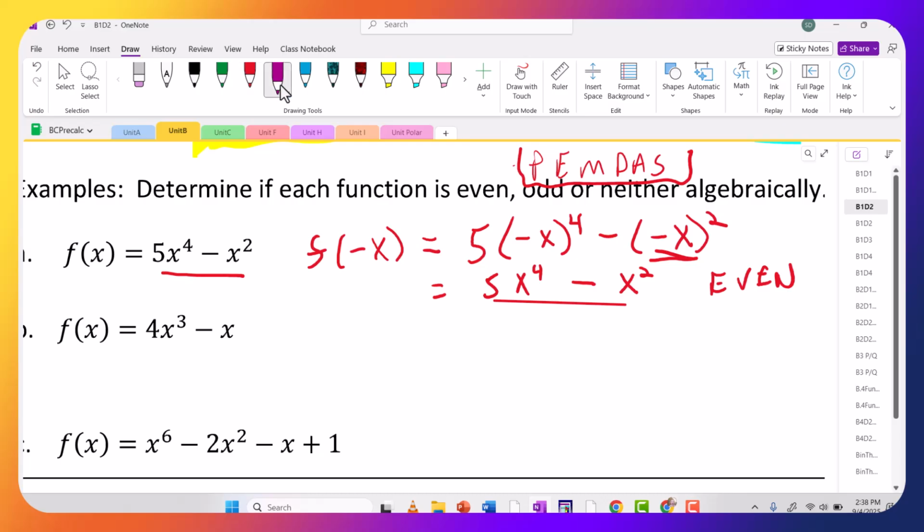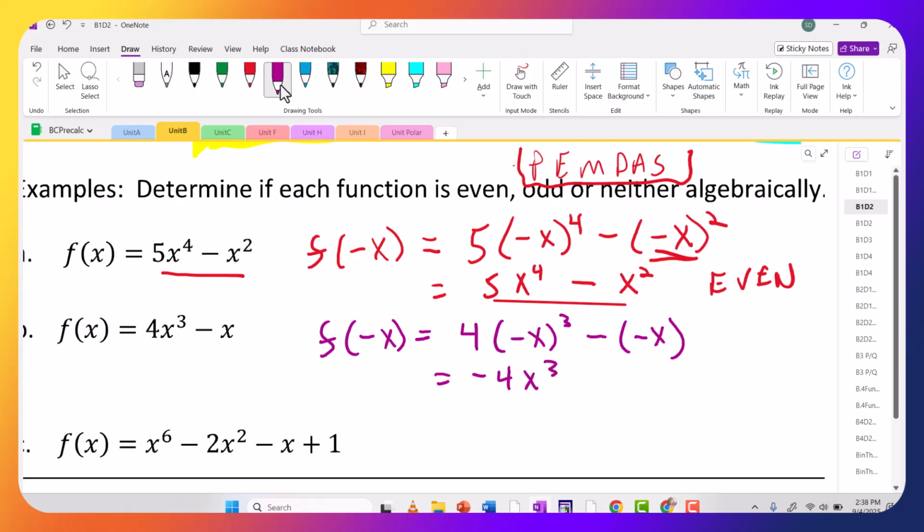Switching colors. So what happens when I do negative x for x here? What's a negative cubed, everybody? 3, 2, 1, go. And then you get lucky here if this was some other exponent. Yeah, you basically cancel those negatives because I have no power on that negative x. So a negative x cubed is a negative.